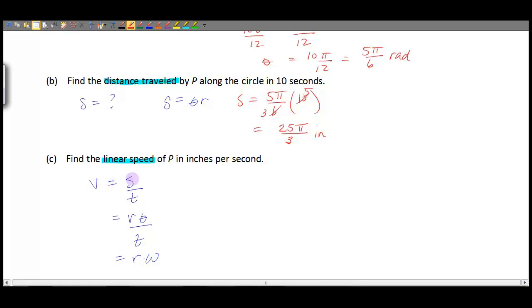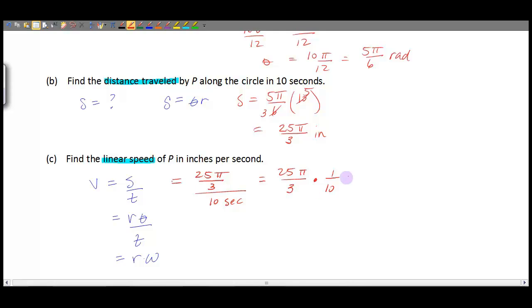I have velocity is equal to the length divided by time. So if I used that formula, I know that the length is 25 pi over 3, and I'm going to be dividing that by the time, which was 10 seconds. Now this is a complex fraction. Remember, I have a number divided by another number. When I divide fractions, I keep the first number, change the sign to multiplication, and flip the second number. That's the 10. So the reciprocal of 10 would be 1 over 10.